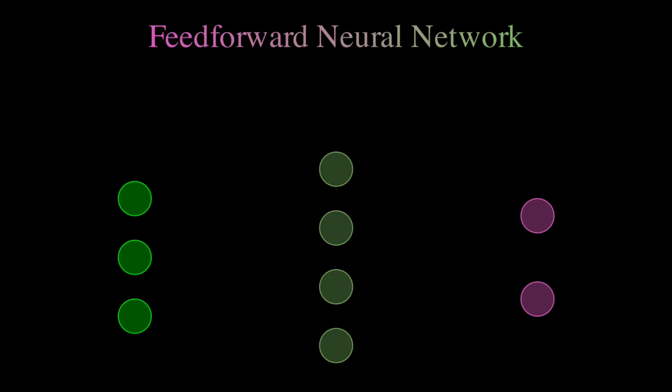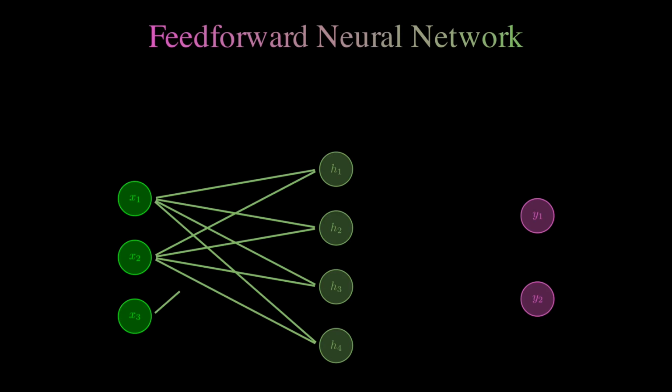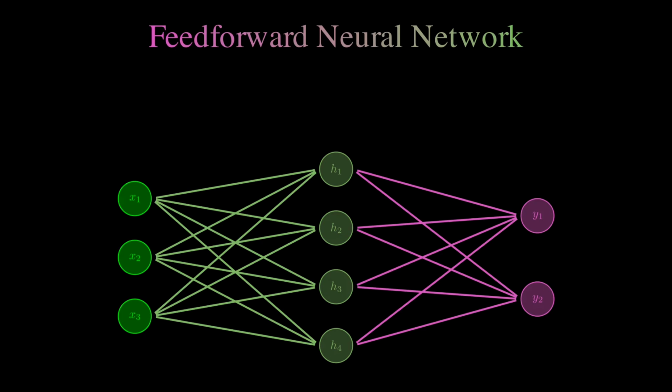Let's start from the beginning. What is a feedforward neural network? Well, it's the most basic type of neural network, and it's a great place to begin if you've never seen one. Here's a network with 3 inputs, 4 hidden neurons, and 2 outputs. Information flows in one direction from input to output, and there are no loops or memory, hence the name feedforward.